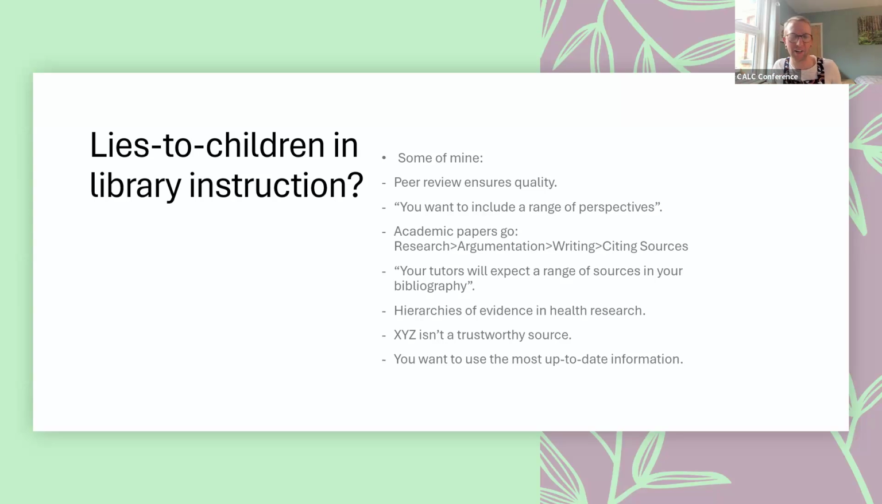I was a health librarian for a long time. I've talked about things like hierarchies of evidence. And in that, we talk about how studies get more reliable the higher up on the hierarchy they are. Again, deeply oversimplified in terms of what's actually happening in that. And certain study types will be better for certain types of question.